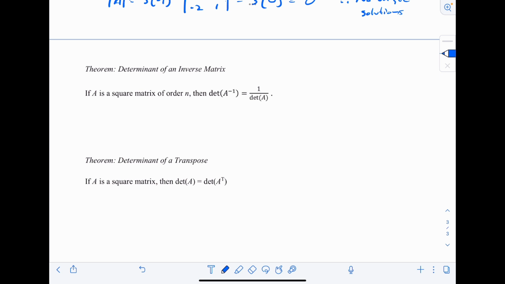So that is it for this lesson. Again, this is all about just those properties, things to be aware of, things to recognize when we talk about determinants. And in our last lesson of the chapter, we'll get into some applications of determinants. I'll see you then.